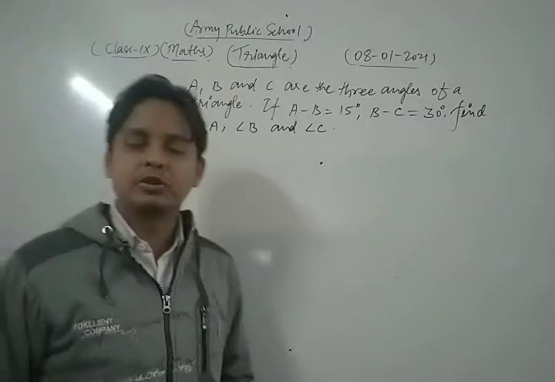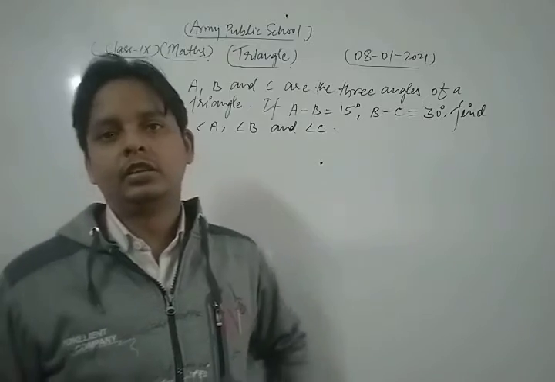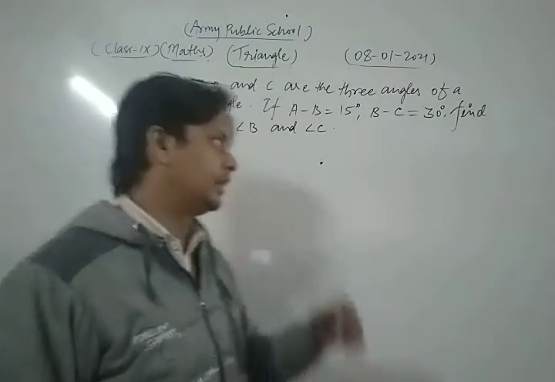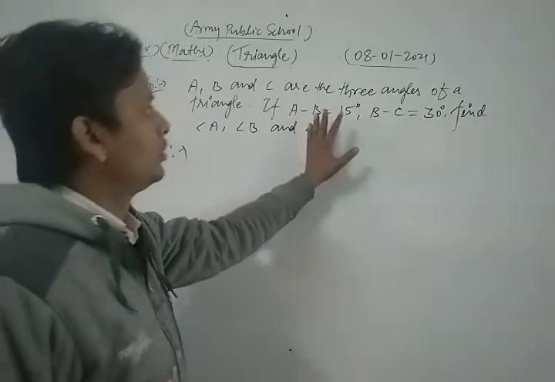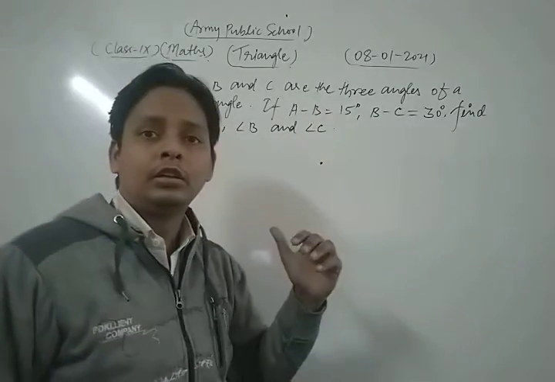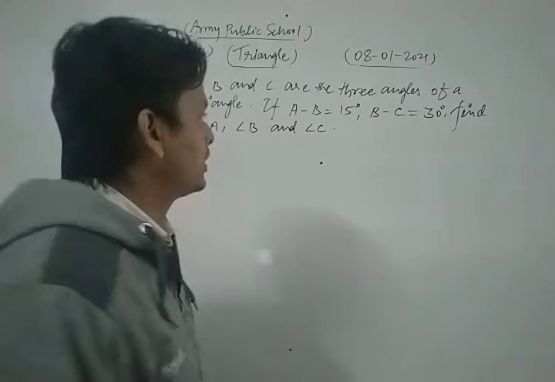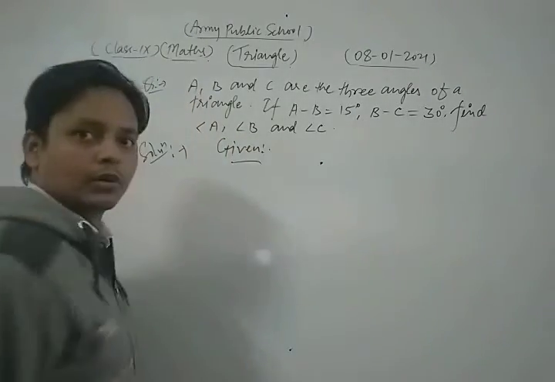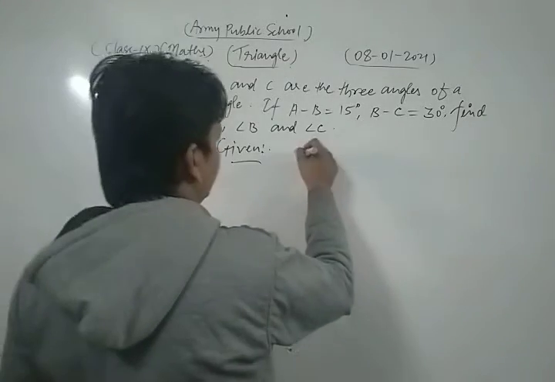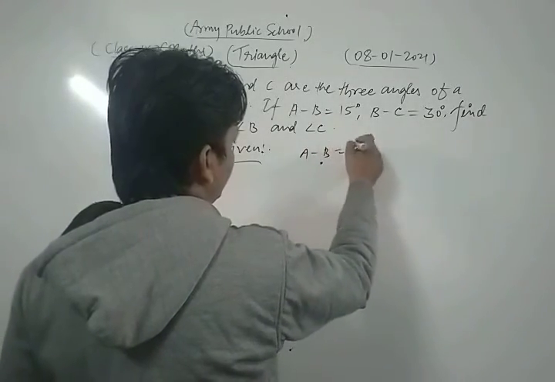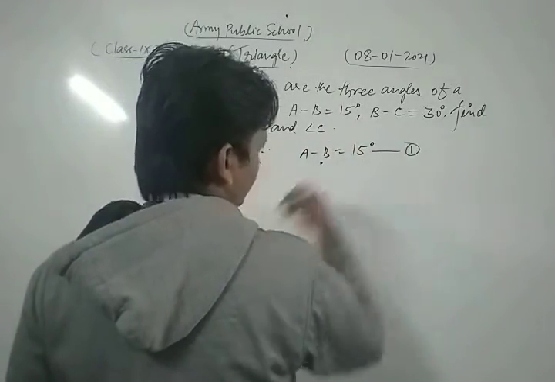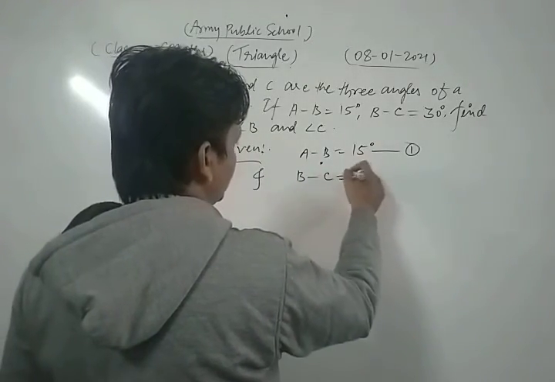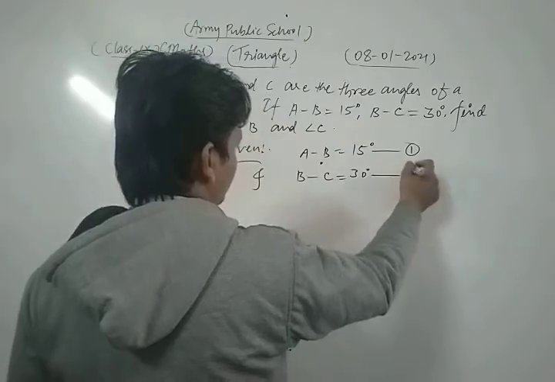Listen, this is also a very important question of your NCERT exercise. So let's see its solution. What is the process to solve that type of question? Here we have two relations. First of all, we write the given. The difference between two angles, A minus B, is 15 degrees. Take this as equation number 1. And B minus C is equal to 30. Take this as equation number 2.